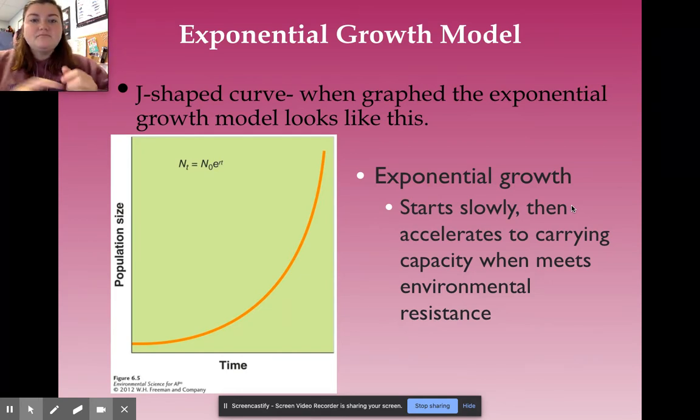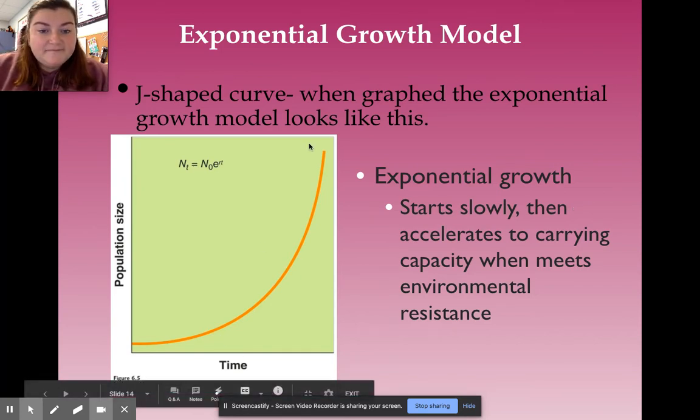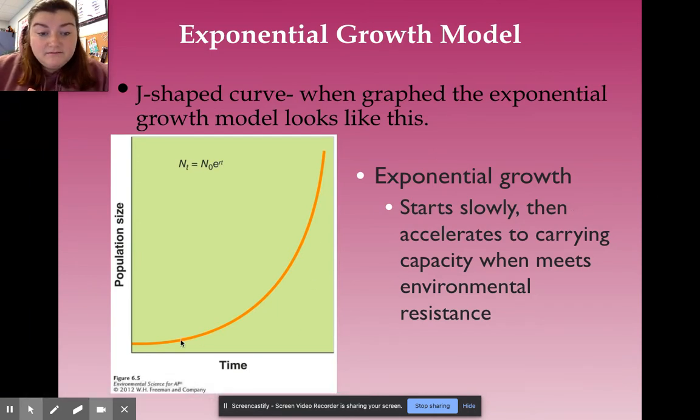So the exponential growth model is always going to be a J-shaped curve. When it's graphed, it's going to look like this. You've got this J, with time on your x-axis and population size on your y-axis. Essentially, exponential growth starts slowly, increasing a little bit but pretty steadily. But then it really accelerates up in this area.